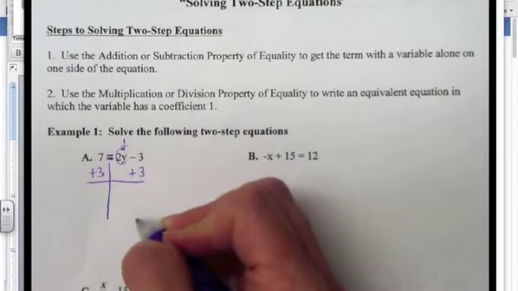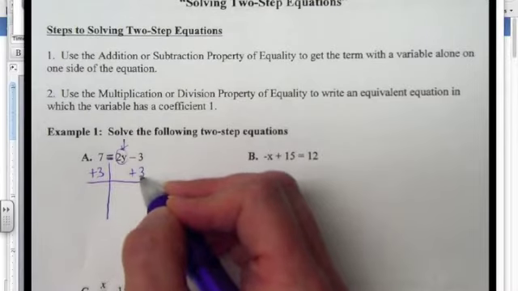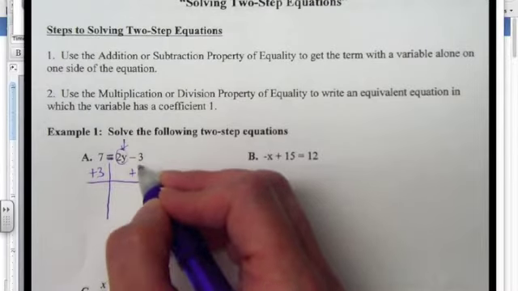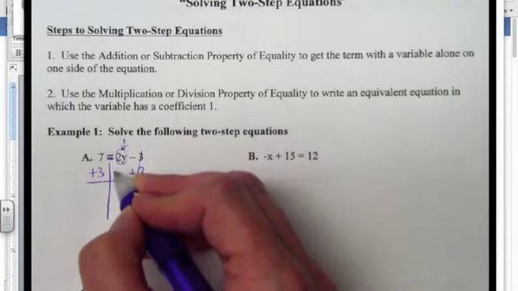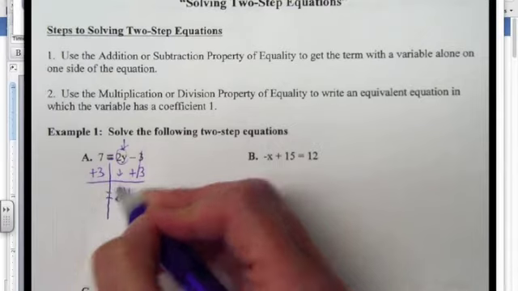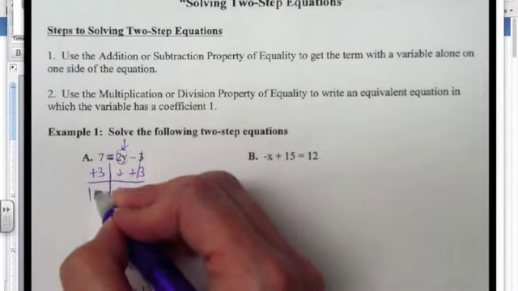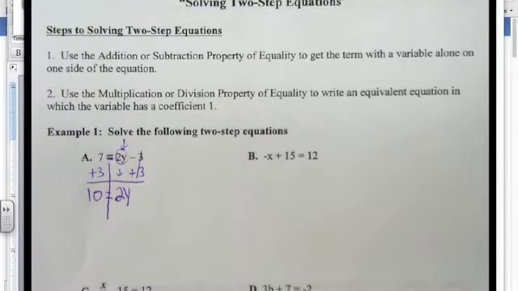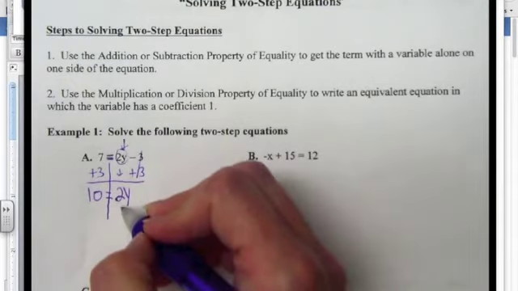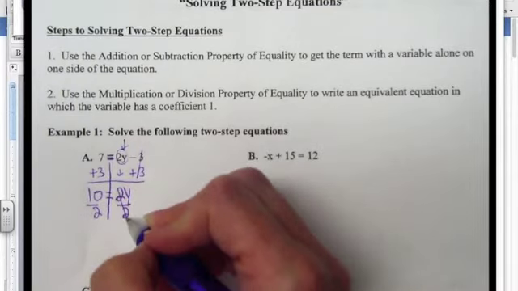So what happens there is if we take negative 3 plus 3, we get 0. So these will just cancel out, and you'll bring down your 2y. So you're left with 2y on that side. On the other side, you have 7 plus 3. That's just 10. So we've now gotten rid of that negative 3. The y is almost by itself. We have one more step that we need to take. We need to divide by 2 on both sides. So then we get y equals 5.